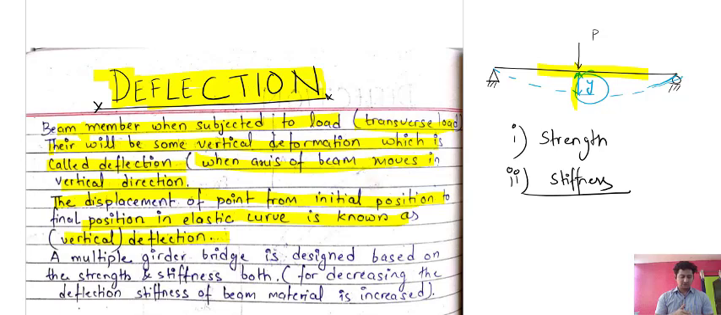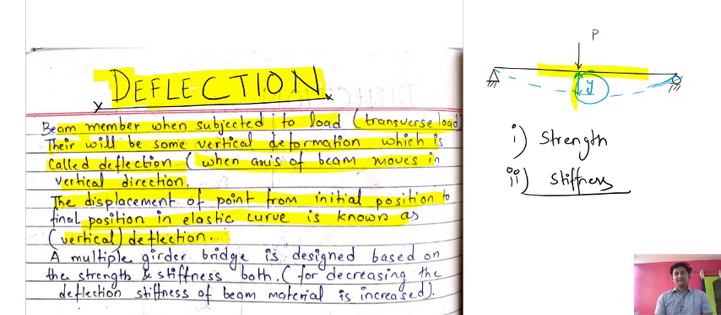So what comes under the strength criteria? When you are designing, for example, any beam, it should be strong enough to resist the moment and shear force for which we are designing that beam. That comes under the strength criteria, that it is strong enough to bear that loading, moment and shear force. While in case of stiffness, the beam should be stiff enough to resist the deflection.